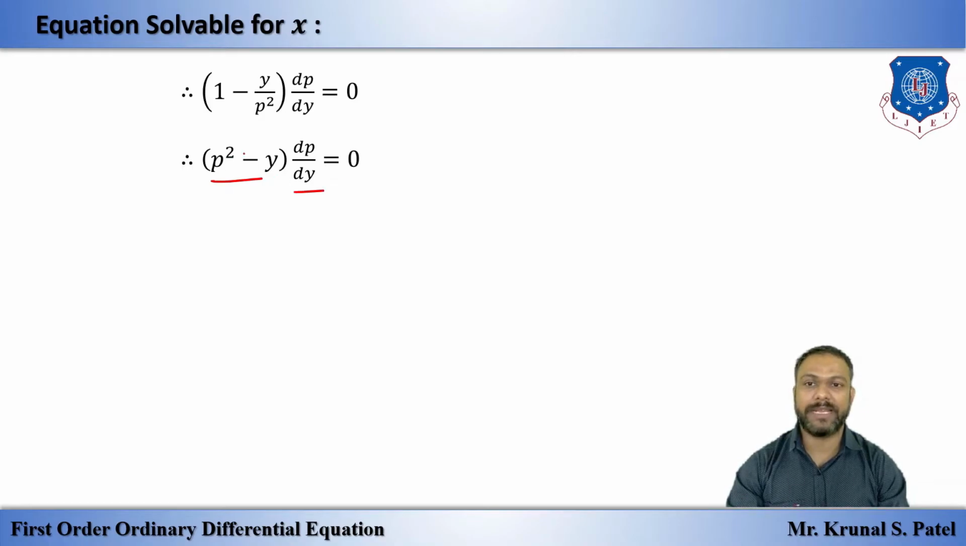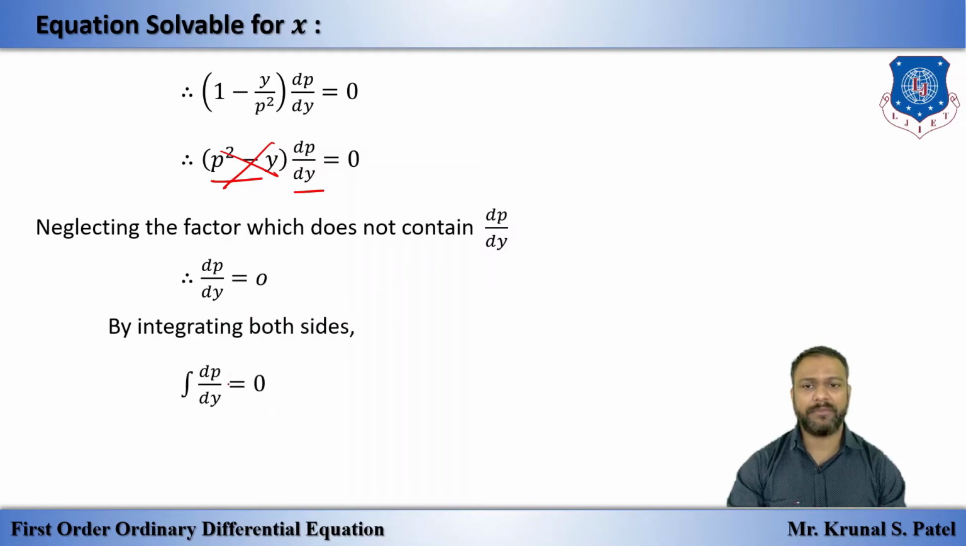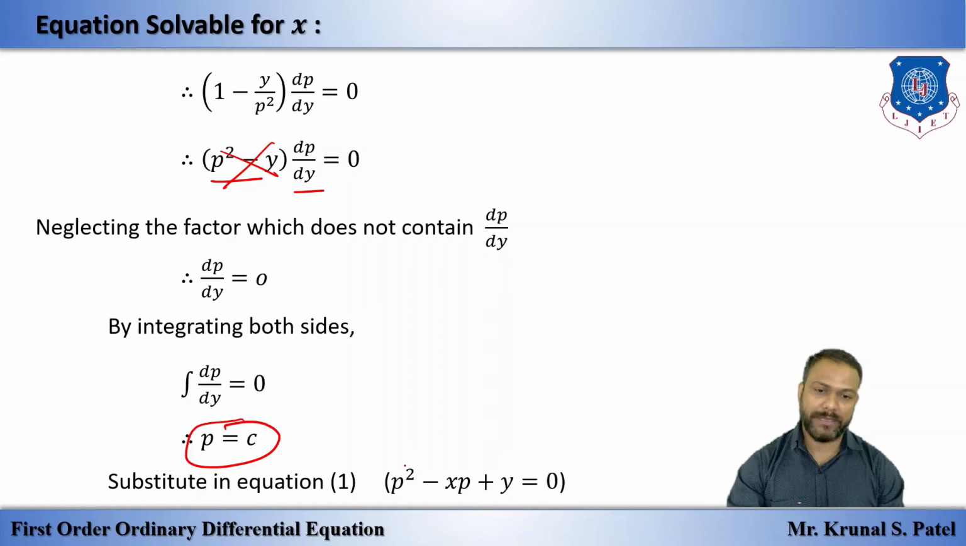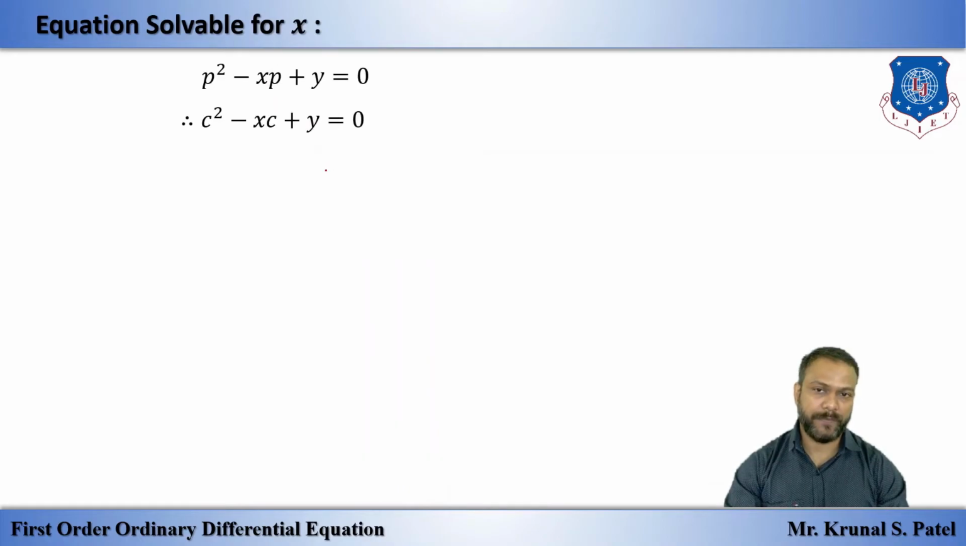As I told, we'll neglect the factor which does not contain dp by dx or dp by dy. Okay, so we'll ignore this, and we have only dp by dy is equal to 0, and by variable separable, or you can say directly by integrating both sides, we have p is equal to c. Now we will put this in equation number 1, that means this is our equation, and we will put the value of c, and we have the final general solution. Okay, this is our general solution.